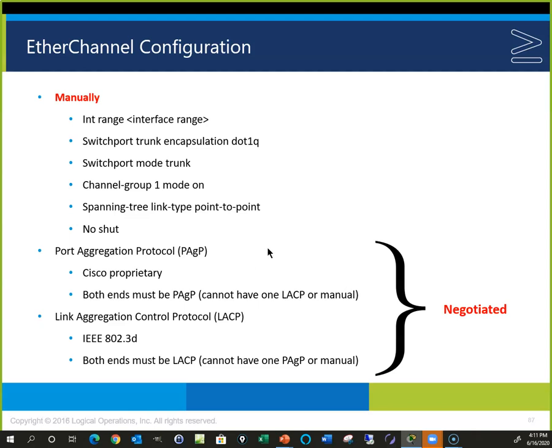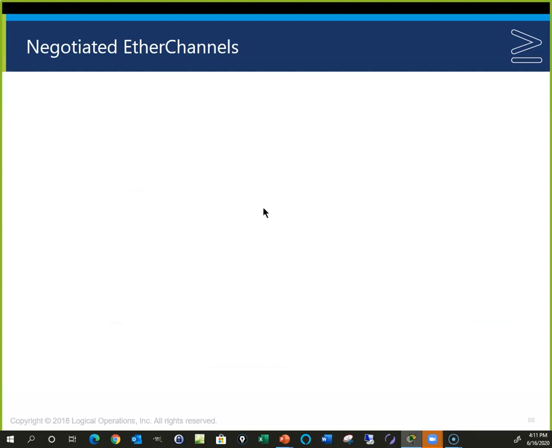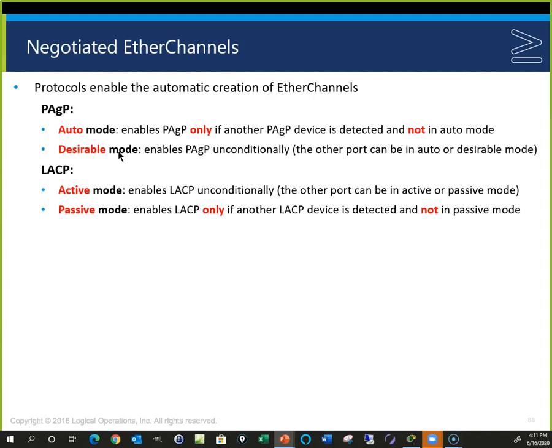These are the negotiated. The on just says just do it when we do those things. But the negotiated EtherChannel protocols enable the automatic creation of the EtherChannels. PAgP, auto and desirable. Auto enables it only if the other side is not an auto. And I would say probably more accurately only if the other side is a desirable, because the other side could be an on, and that's not going to work either. If we use on, both sides have to be on.